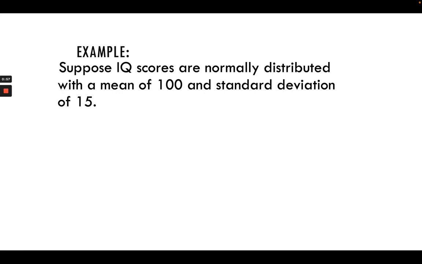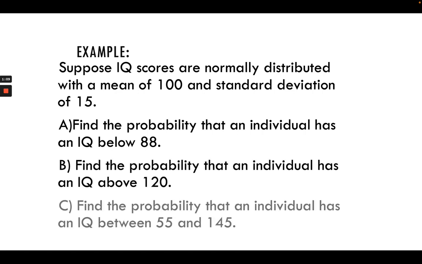And so let's look at this example here. Suppose IQ scores follow the normal curve with the mean 100 and standard deviation of 15. Let's use this information for parts A, B, and C. And so if you want to, you could take a minute, pause the video, write down this information, and let's see if we can find the probability for A, B, and C.